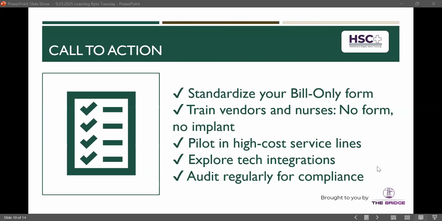This is a strategic partnership, not a one-way partnership, right? That's not a partnership. You want to pilot this in high-cost service lines. You start with spine or start across all general surgery, wherever you want to start. You want to explore the tech integrations. If you want to start doing some demos from the companies I gave you names of, go ahead and see what's out there. But you want to audit it regularly for compliance. Every year, I want you to pick 5 or 6 bill onlys and audit them to make sure that the workflow flowed correctly to your standard work process.